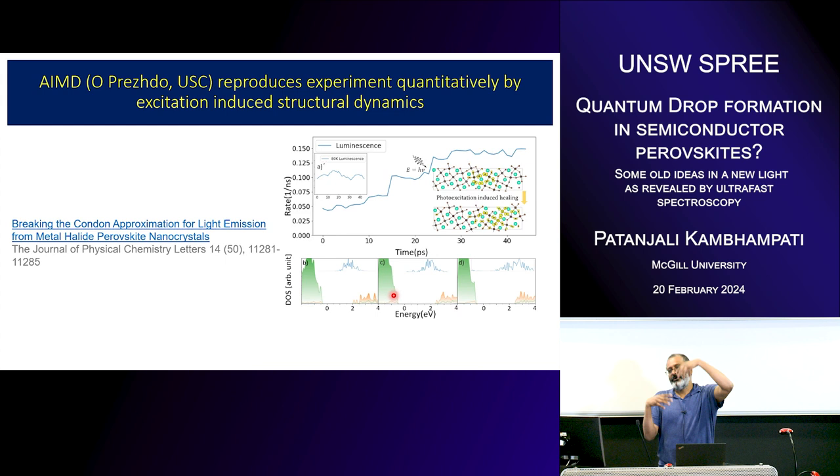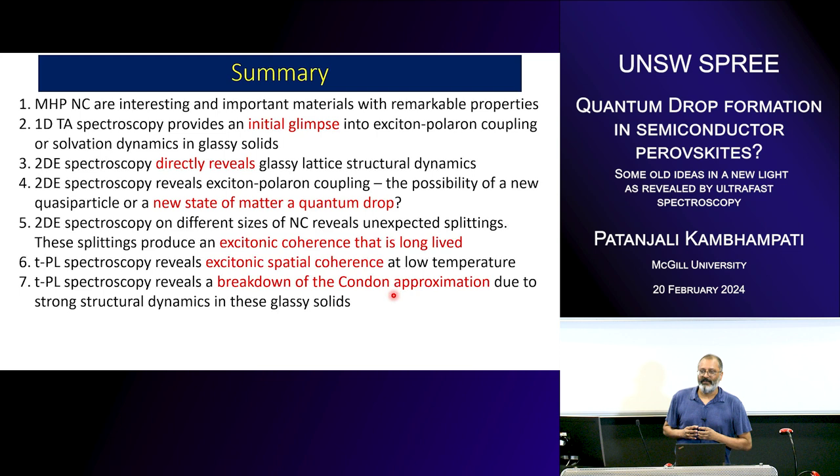So these tens of picosecond modes give rise to large amplitude motions that enable the transition moment to become larger, which is a breakdown of the Condon approximation, a famous approximation in physical chemistry and spectroscopy. So with that, I will conclude without belaboring all the points, saying that we've done a variety of spectroscopic experiments from TA to 2D to PL, and they've all shown interesting phenomena in perovskite nanocrystals.